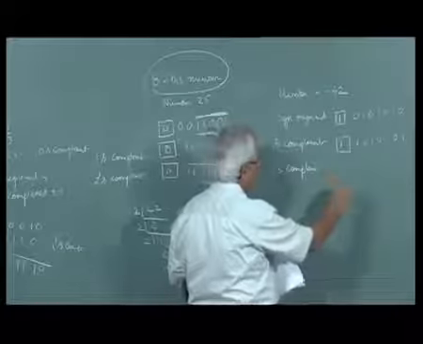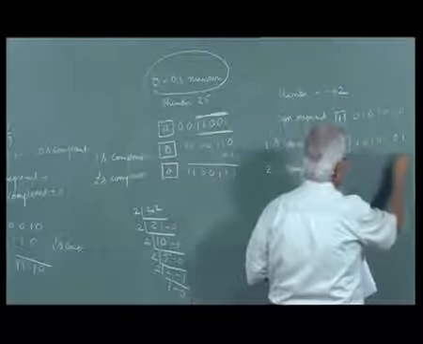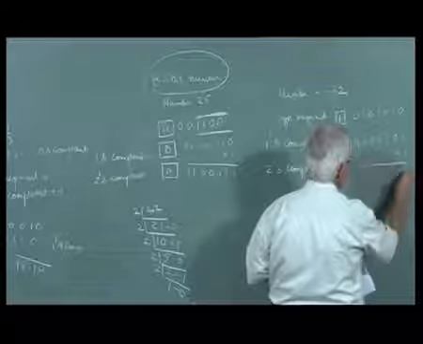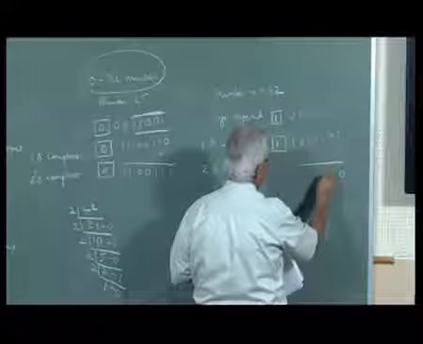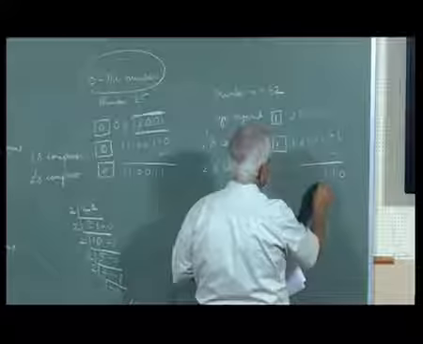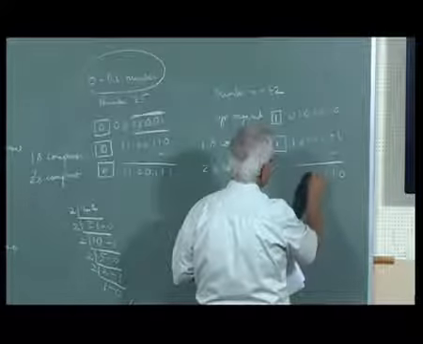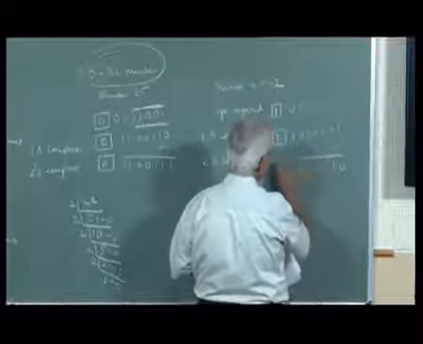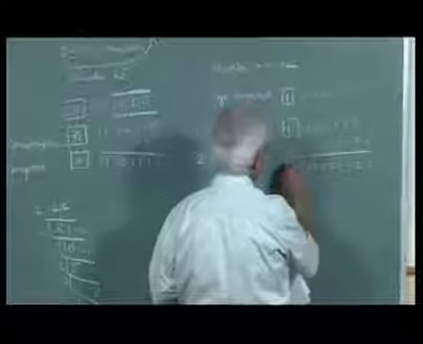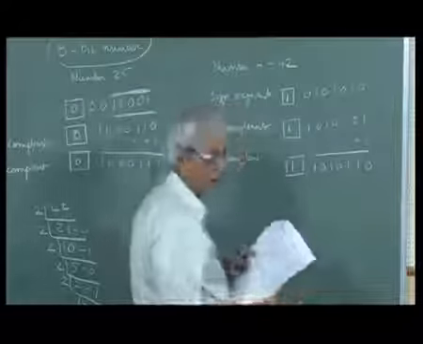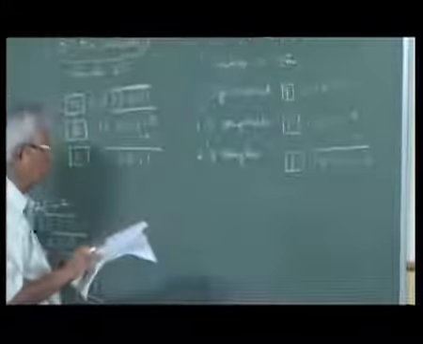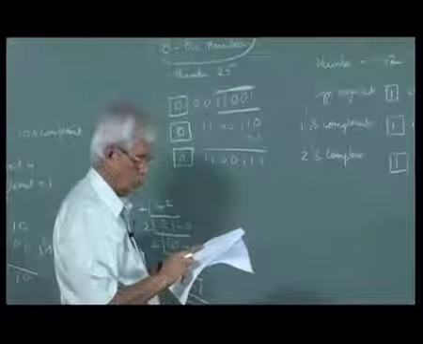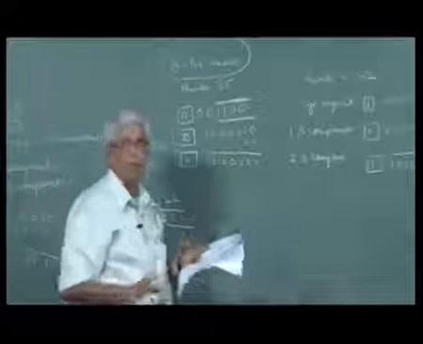Now we have to add 1 to this. 1 plus 1 is 0. This 1 goes here. 1 0 1 0 1. Again this sign bit is 1 because all the numbers are negative now. So this becomes 1 1 0 1 0 1 1 0.